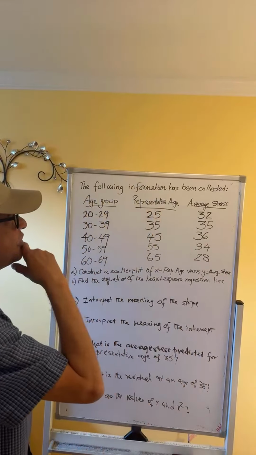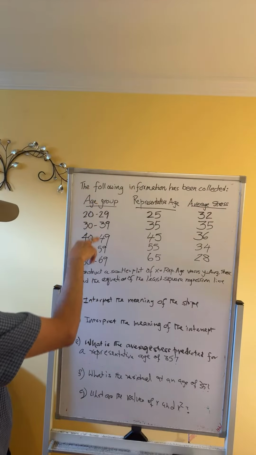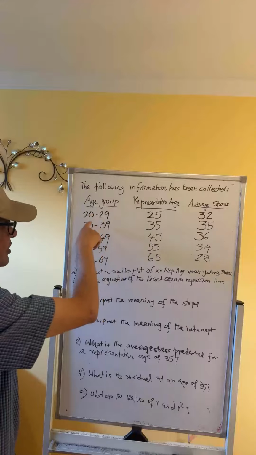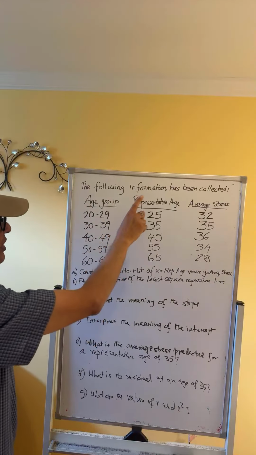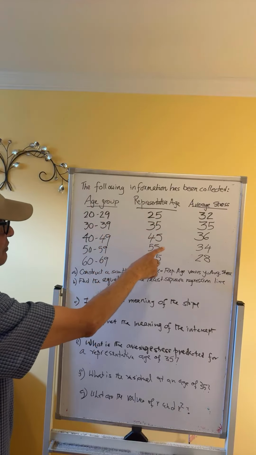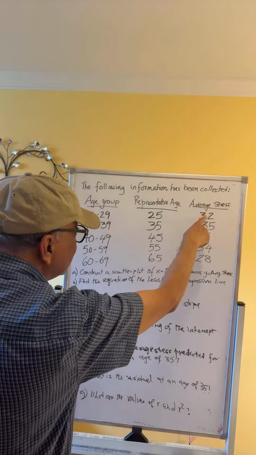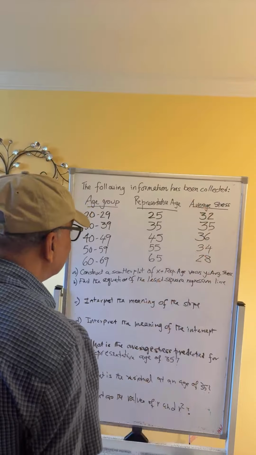So the following information has been collected. There are several age groups, with a representative age from each group, which is actually the midpoint of each group, like 25, 35, 45, 55, 65, and the corresponding average stress levels are also listed.